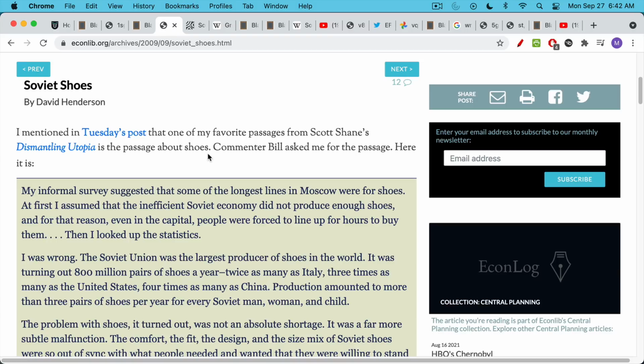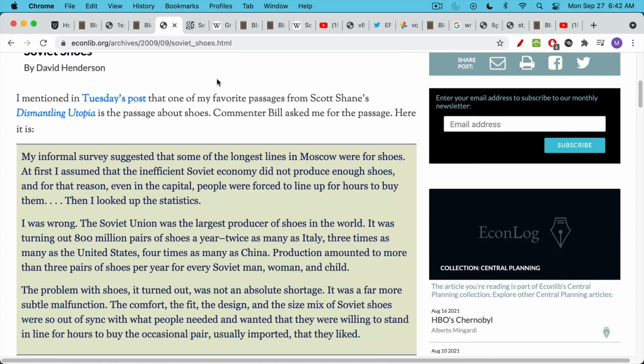So we get these famous stories about shoe shortages in the Soviet Union, for example. It turns out that the Soviet Union actually produced twice as many shoes as Italy and 3 times as many shoes as the United States. They used to produce almost 800 million pairs of shoes per year, and yet you had people standing in very long lines to get shoes. It turns out this was because the shoes that were being produced did not respond to market signals. In other words, no one wanted Soviet shoes, so they would line up to get the very rare imported shoes.